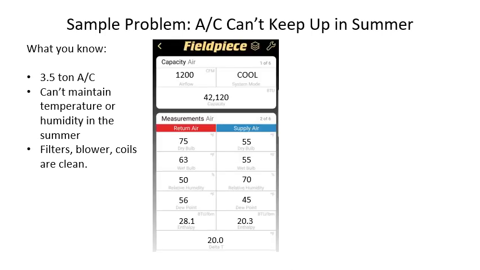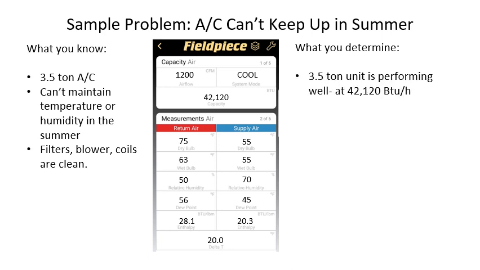The next thing to do is to hook up some instrumentation. Our supply and return hygrometers are hooked up. They give us these readings on the app. When we measure our CFM through static pressure, we arrive at 1200 CFM of airflow. Our app tells us that our system is operating at 42,120 BTUs per hour. So here's what we determine. This is a 3.5 ton unit and it's performing well. It's performing at 3.5 tons or 42,000 BTUs.